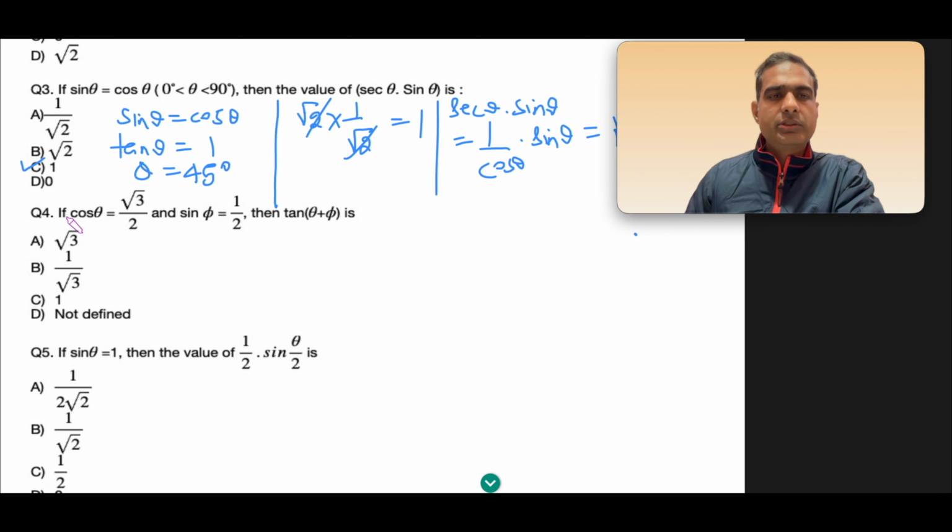Now moving to question number 4. If cos theta is equal to root 3 by 2 and sine phi is equal to 1 by 2, then tan of theta plus phi has been asked. So this is an easy question. What they are expecting us to know are the values of cos and sine at different angles. So cos theta is root 3 by 2. We know cos theta is root 3 by 2 when theta is 30 degrees.